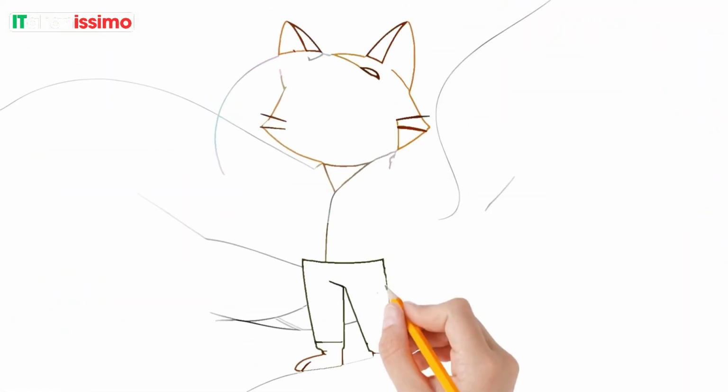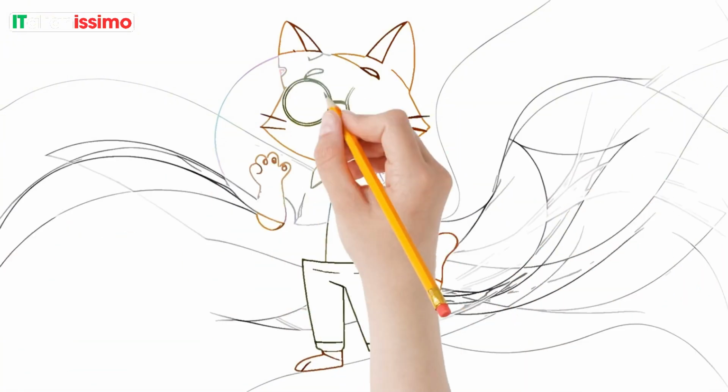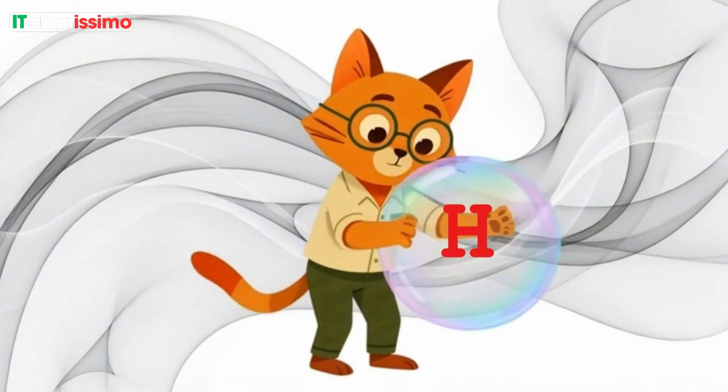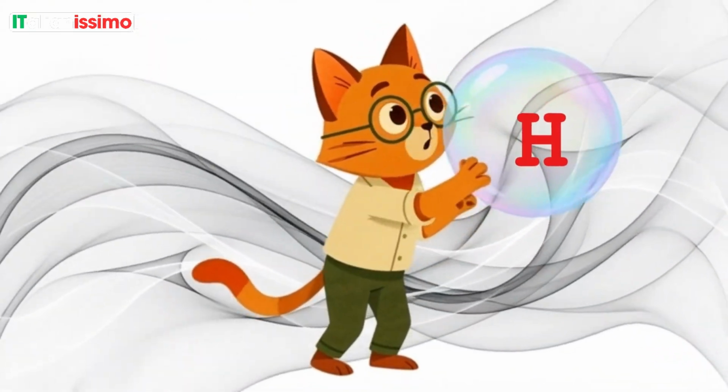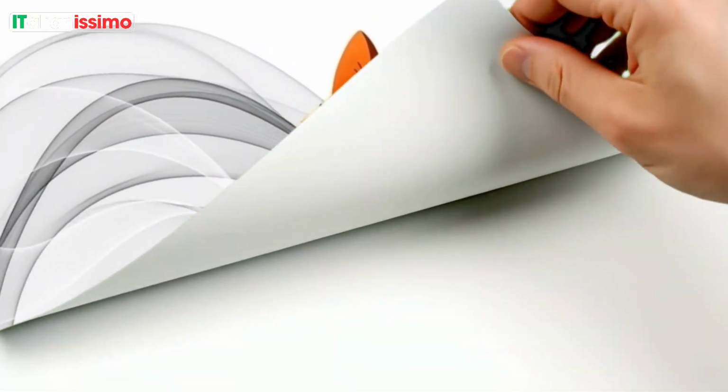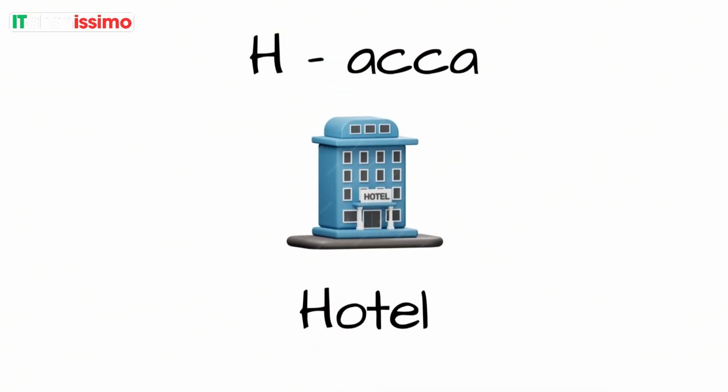In Italian, its name is H, but here's the kicker. It is always silent. Seriously, it's like a ghost letter. You'll see it written in a word like hotel, but you will literally never hear it pronounced. All right, moving on. We have our silent H, H.